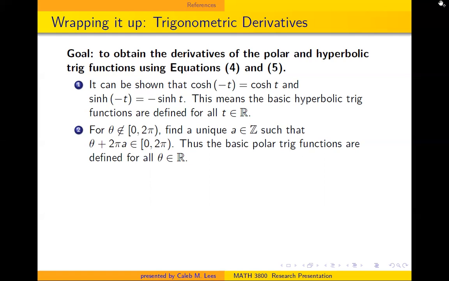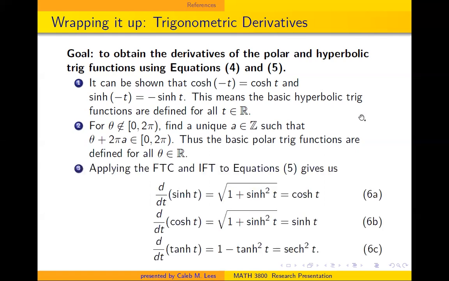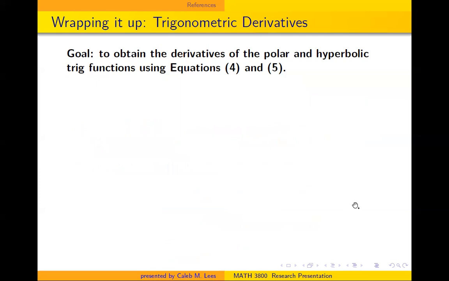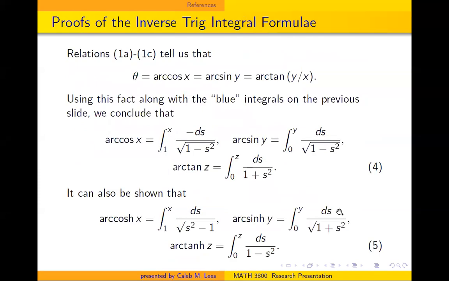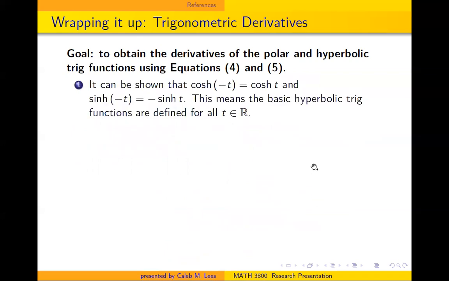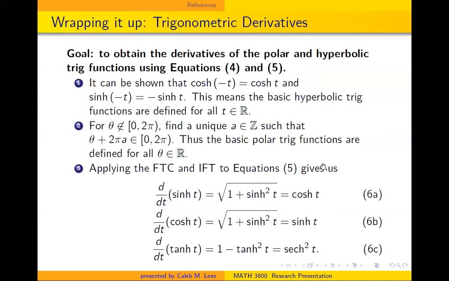That's correct. That's right. Okay, so I'm skipping over a lot of details here in lieu of time, but we can apply the fundamental theorem of calculus and the inverse function theorem, like Enoch detailed in the last presentation, to equations 5. And remember, equation 5 were these inverse hyperbolic trig functions. So this is exactly what Enoch did. He found that these derivatives are what they are. Okay, so the derivative of sinh is cosh, the derivative of cosh is sinh, and the last derivative.